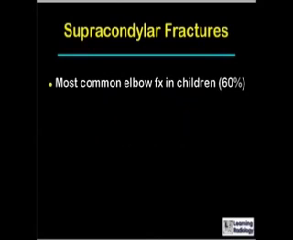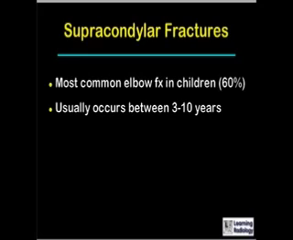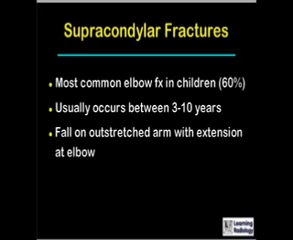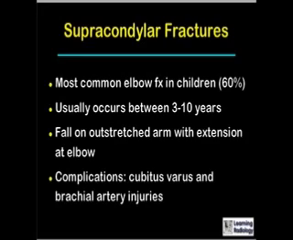Supracondylar fractures are the most common elbow fracture in children. They usually occur between the ages of 3 and 10 years, and the mechanism is usually a fall on an outstretched arm with extension at the elbow. Complications of supracondylar fractures include cubitus varus and sometimes brachial artery injuries.